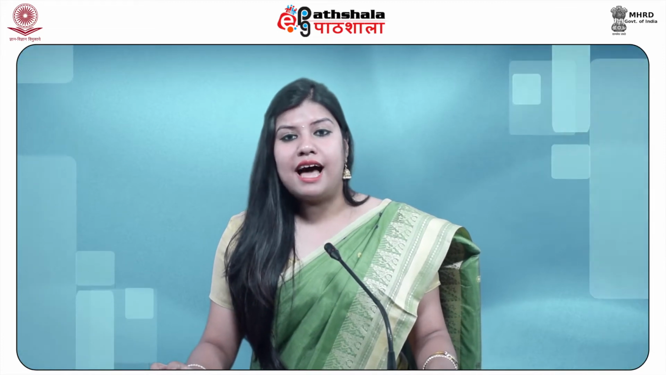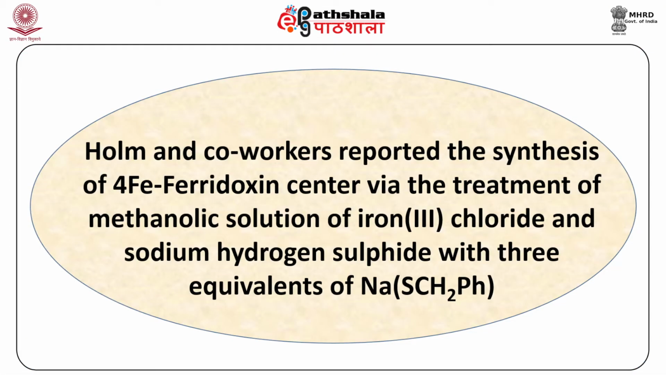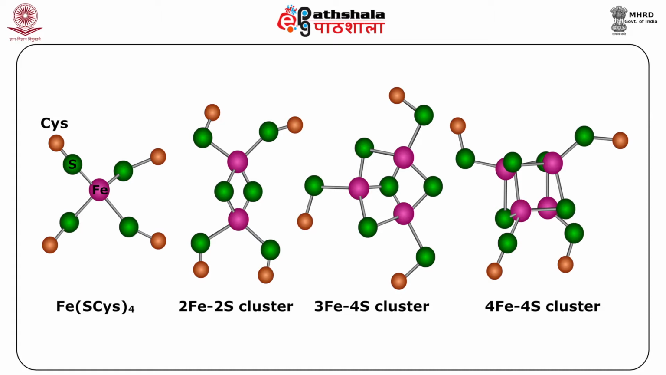For the very first time, Holm and co-workers reported the synthesis of the 4-Fe ferredoxin center via the treatment of a methanolic solution of iron 3 chloride and sodium hydrogen sulfide with 3 equivalents of NaSCH2Ph. The figure demonstrates different types of iron sulfur proteins. You have an Fe-S cysteine 4, a 2Fe2S cluster, a 3Fe4S cluster and a 4Fe4S cluster.